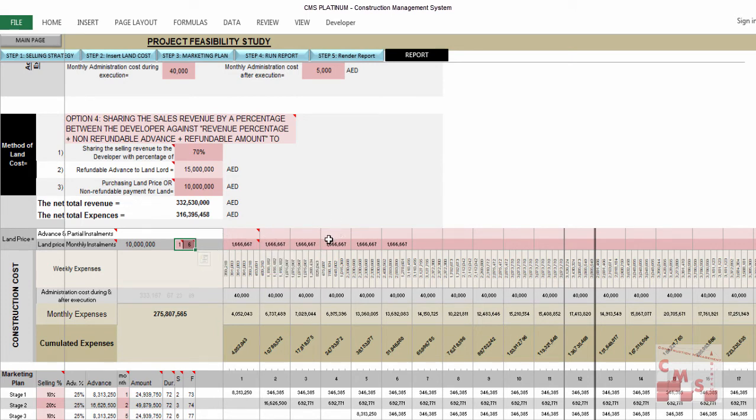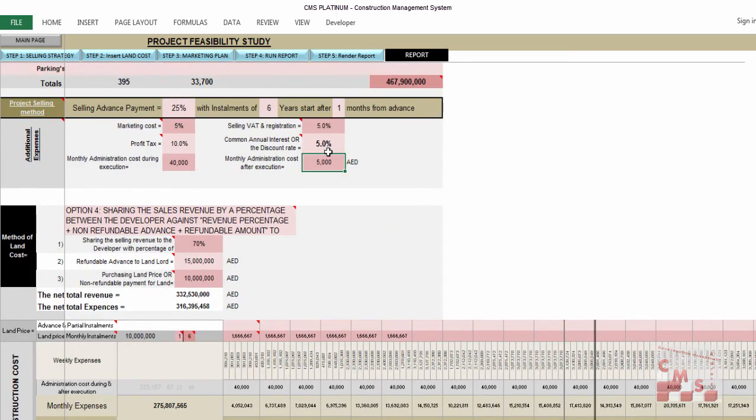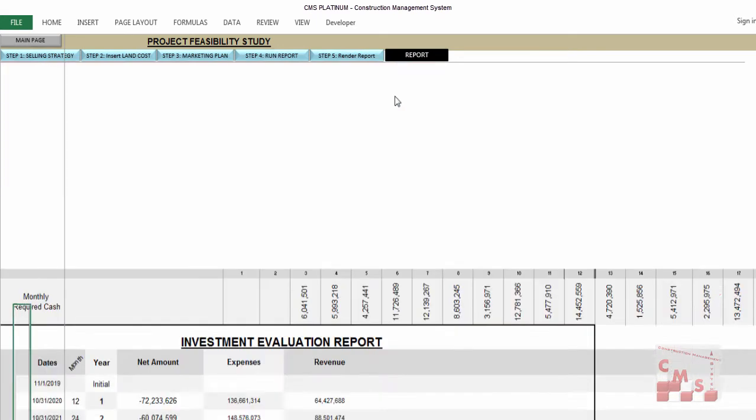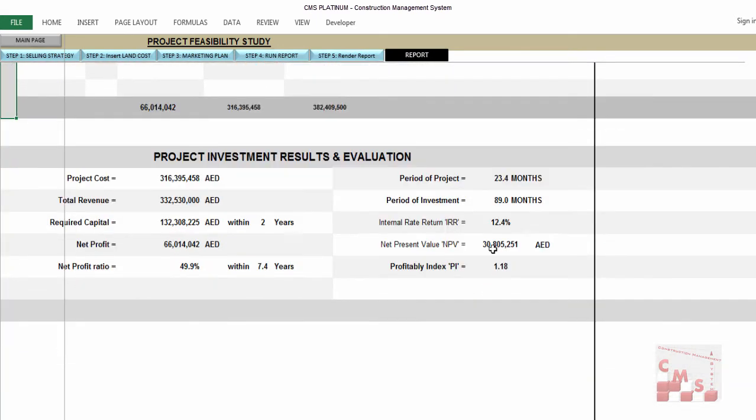Also, everything will change, and even this amount or this way of installment will change your IRR, or it will change your profit. If you check the report, you will find this number has changed. Instead of 31, it becomes 30 million, only because of how you paid the amount. Instead of paying in 12 months, you paid in 6 months, and you have a loss here of 1 million.